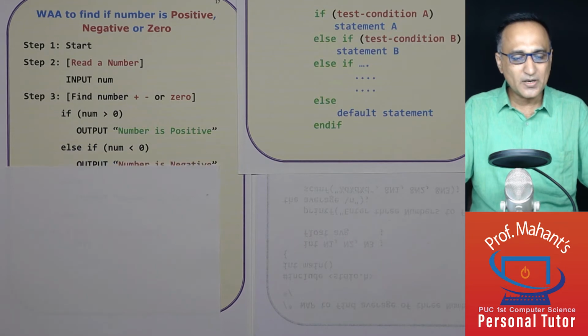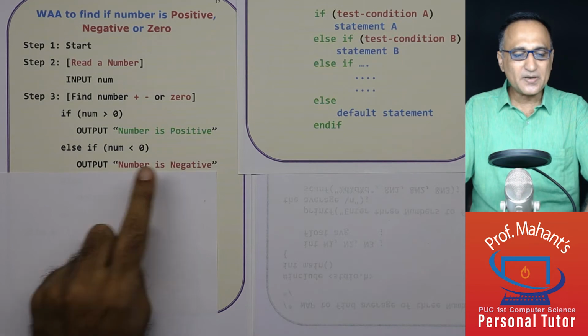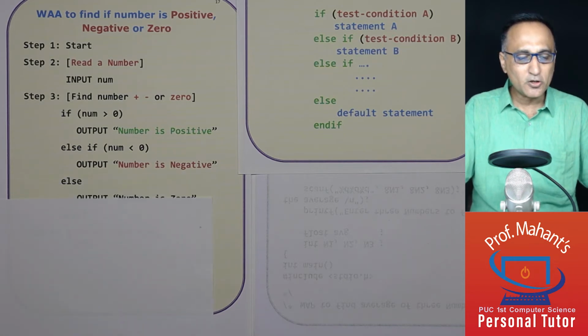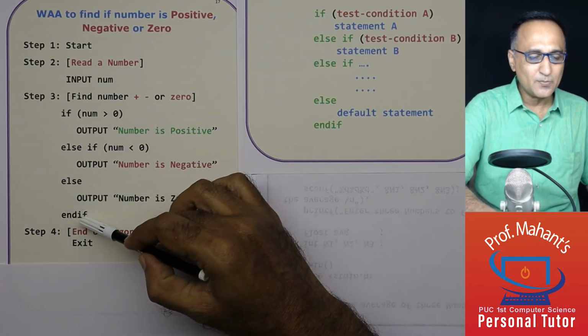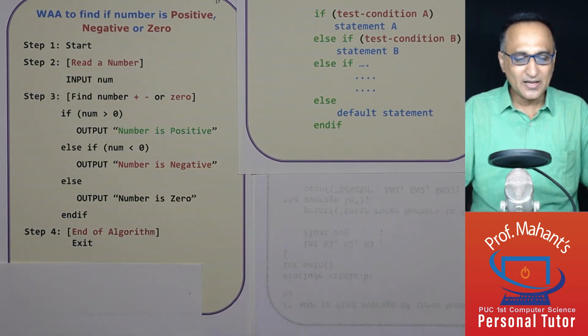Since this is true, it will print number is negative. Once it prints number is negative, it will not go to the else part. It will come to the end if and it will come to step 4 which says end of the algorithm.